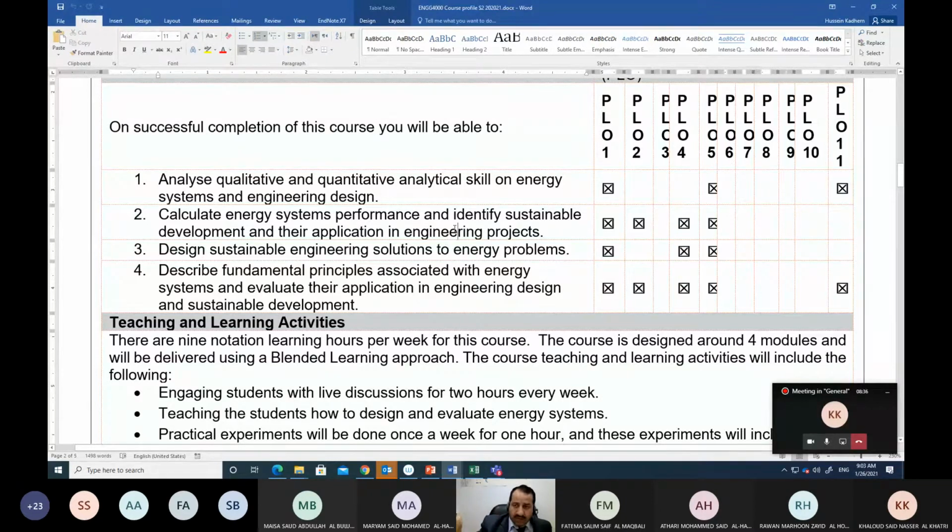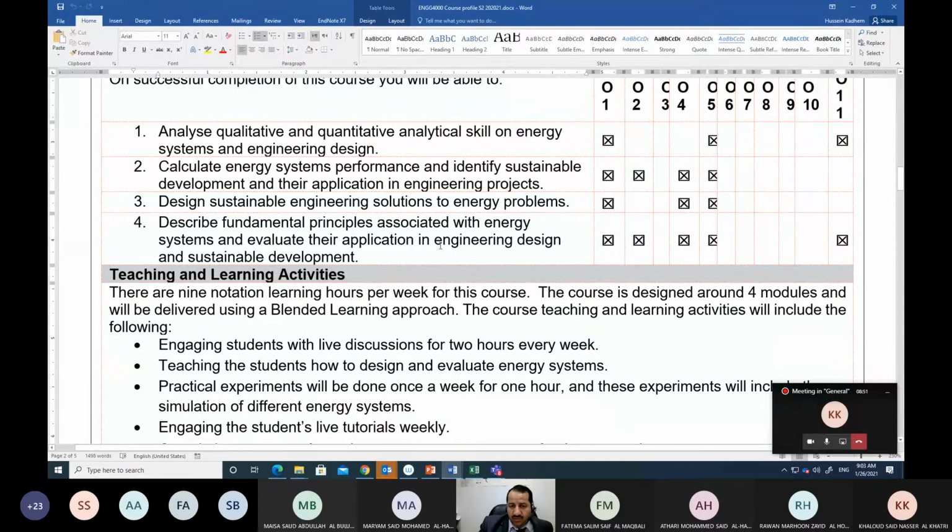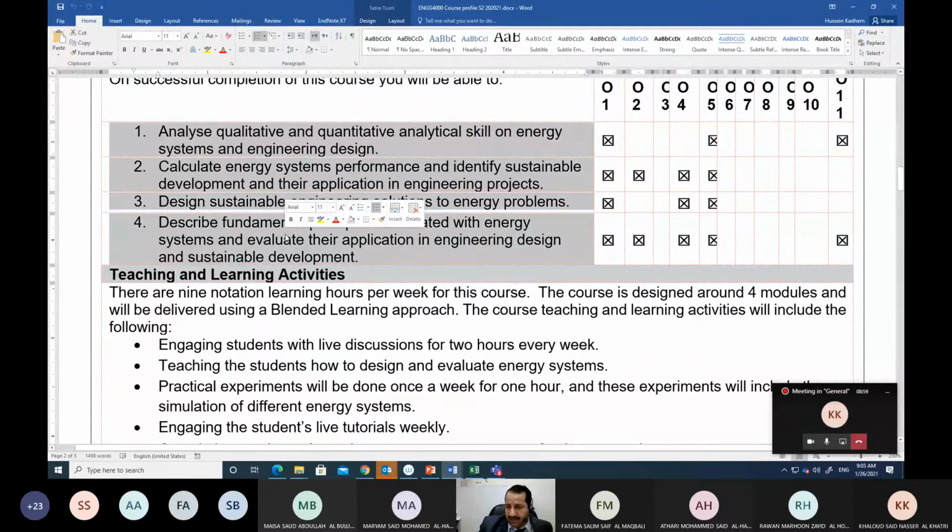I hope when I'm reading now, you compare this with what you are studying, whether you are chemical or electrical. Third, design sustainable engineering solutions to engineering problems, and fourth, describe fundamental principles associated with the energy system and evaluate their applications in engineering design and sustainable development. These are our 4 objectives.